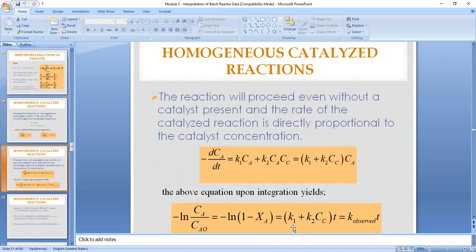Now, this K sub 1 plus K sub 2 C sub C is represented as K observed. That's the observable rate constant for your homogeneous catalyzed reaction. Now we move on.